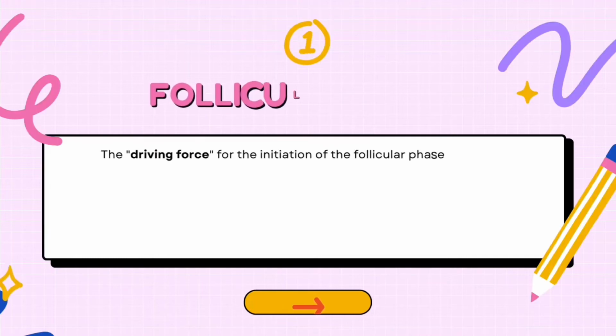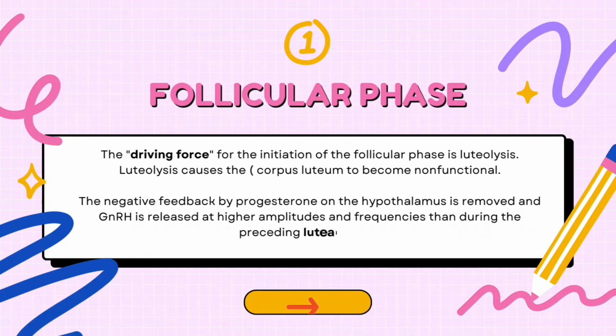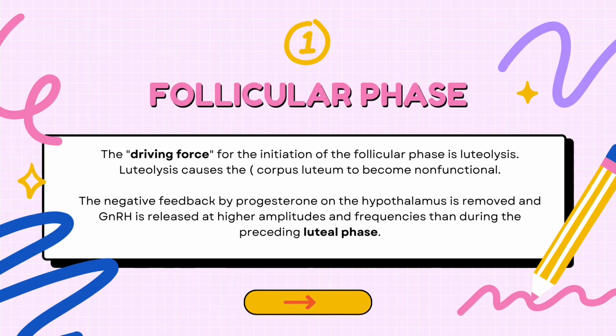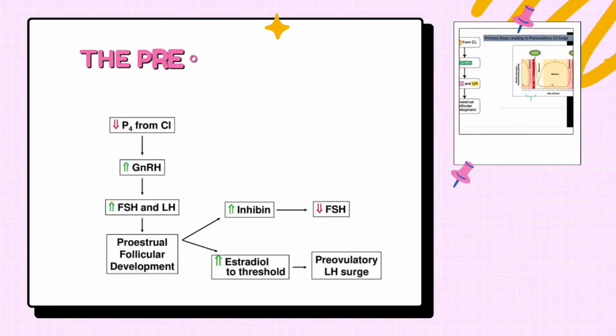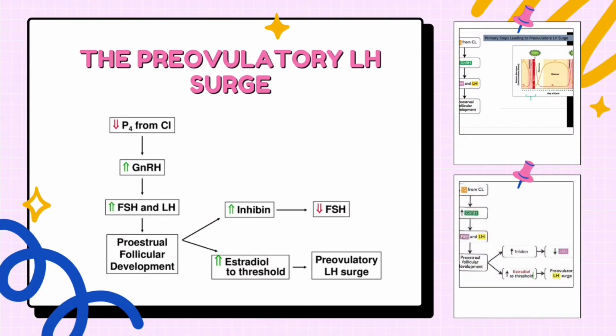The driving force for the initiation of the follicular phase is luteolysis. Luteolysis causes the corpus luteum to become non-functional. The negative feedback by progesterone on the hypothalamus is removed, and GnRH is released at higher amplitudes and frequencies than during the preceding luteal phase. Primary steps leading to the preovulatory LH surge.